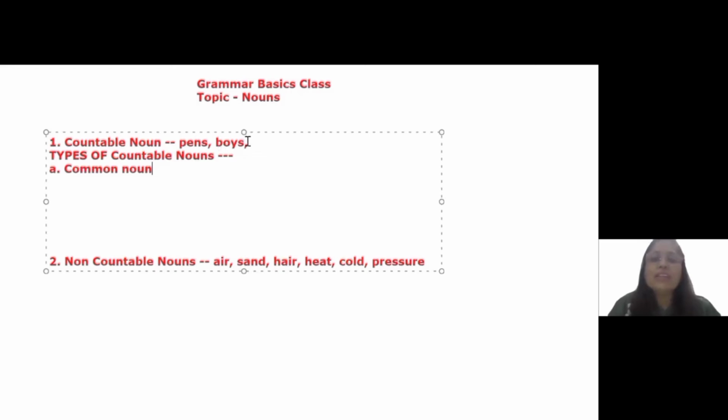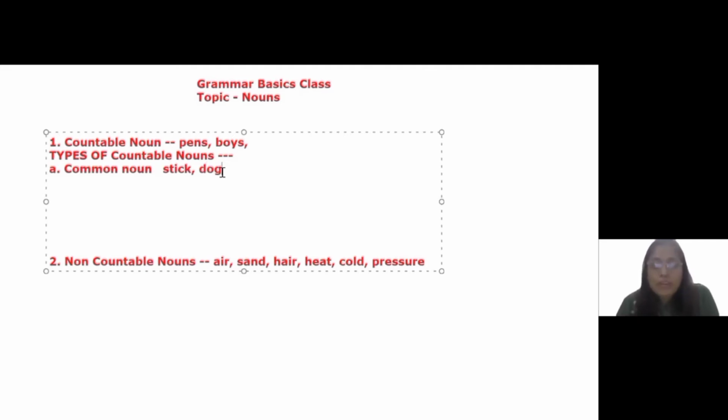Example, a boy is a common noun. It can be a word used for any one who is a boy. A pen can be any pen. The first type of a noun is a common noun. Something like, if I say stick, it is a noun. If I say dog, it is a common noun.